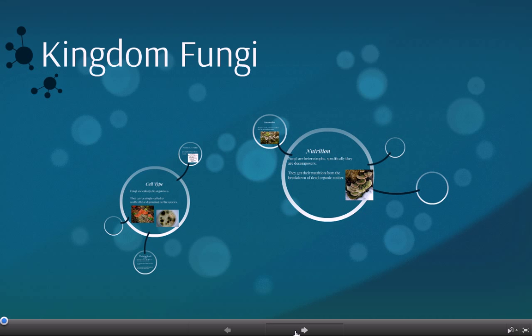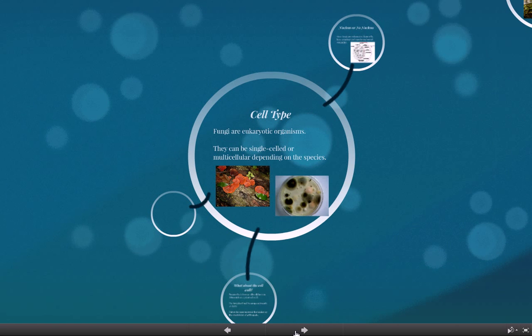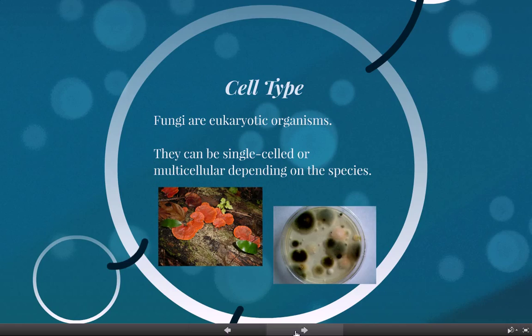So, let's start off with our fungi, the cell type. Fungi are eukaryotic organisms. Now, we've talked about in previous videos that eukaryotes have a nucleus and membrane-bound organelles such as mitochondria and endoplasmic reticulum, Golgi apparatus, those such things. Now, fungi are the first kingdom we've talked about that can be single-celled or multicellular, depending on what species it is.